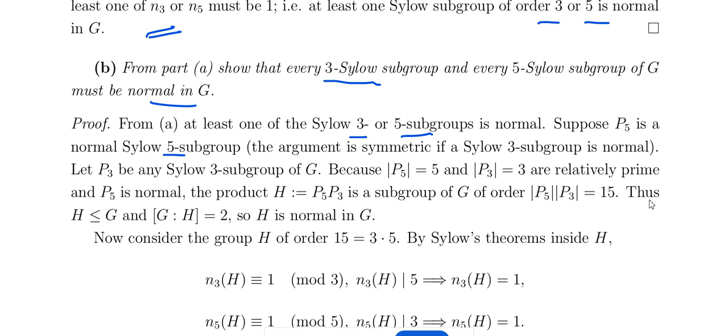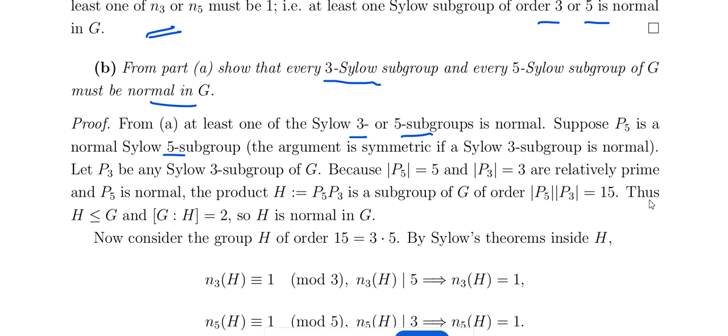Order of P5 is 5, order of P3 is 3, so both are relatively prime. 5 and 3. And P5 is normal, we have assumed that. So the product P5 into P3 is a subgroup of G of order 5 into 3, that is equal to 15. So it is a subgroup of G.